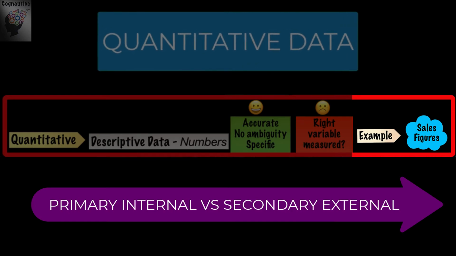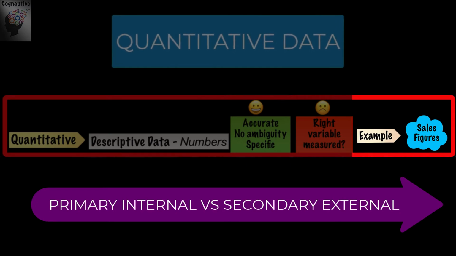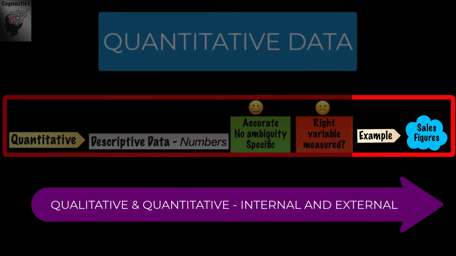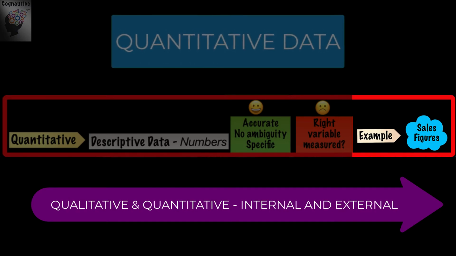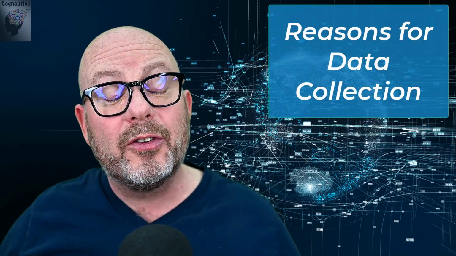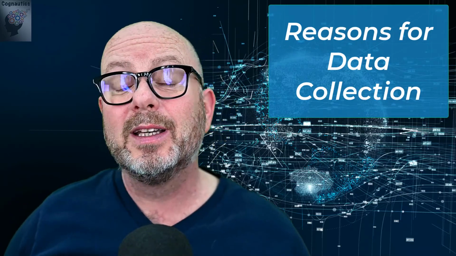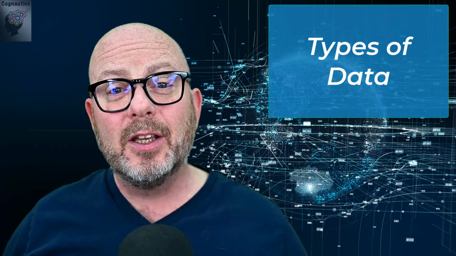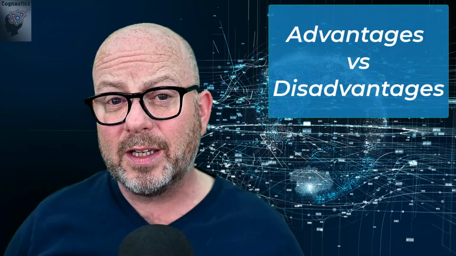You may have noticed that primary data types usually come from internal information sources, while secondary data types come from external sources. Quantitative and qualitative data may be primary or secondary and may come from internal or external sources. You should by now have a really good understanding of the sorts of reasons that companies may have for collecting data in the first place. We've also covered where that data may come from and the sort of data that could be collected. Finally, you should have a clearer picture on the advantages and disadvantages of each data type.